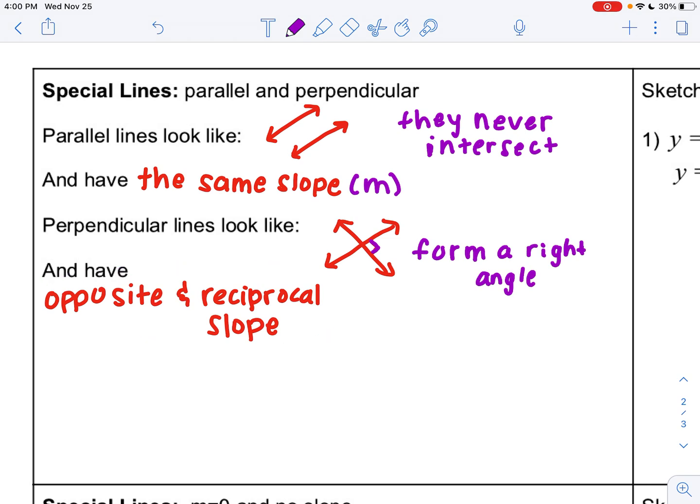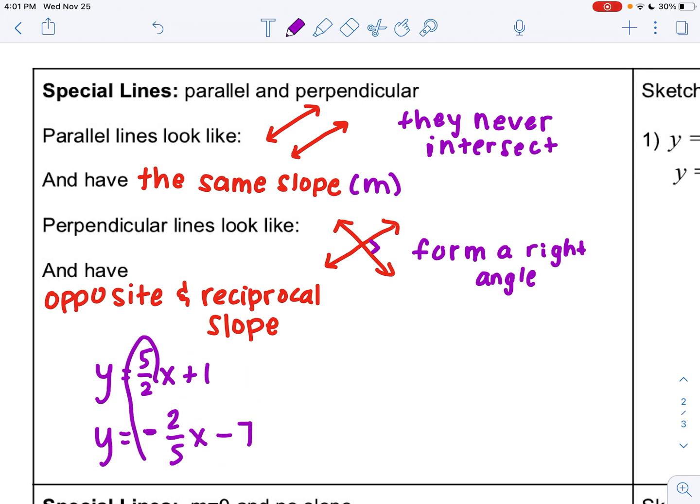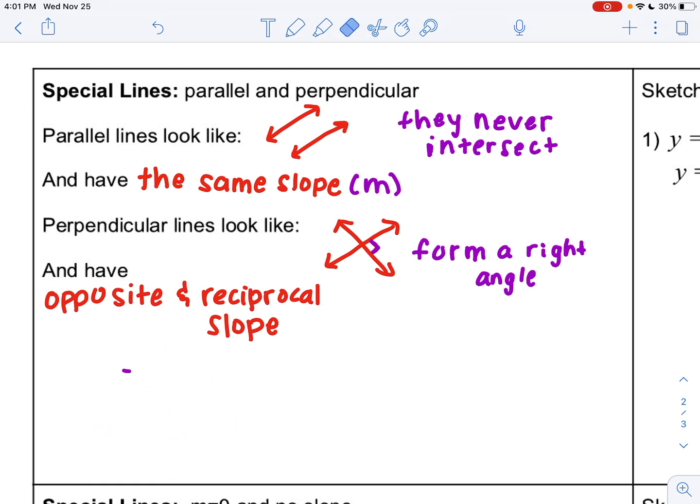So for example, if I had y equals 5 over 2x plus 1, something that would be perpendicular would be negative. Opposite means negative. If it's positive, it turns into a negative. And instead of 5 over 2, it's 2 over 5 x. And then it could be anything for this, it doesn't matter. Okay, it's just the slope. So this would be an example of perpendicular lines. So we only look at slope when we're talking about parallel and perpendicular. All right.